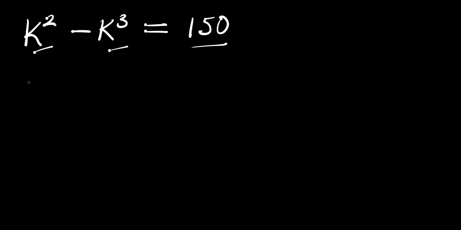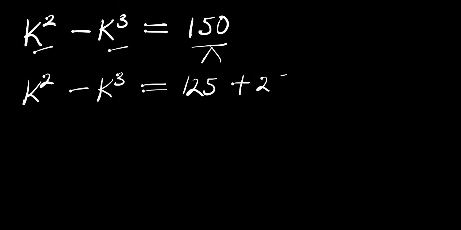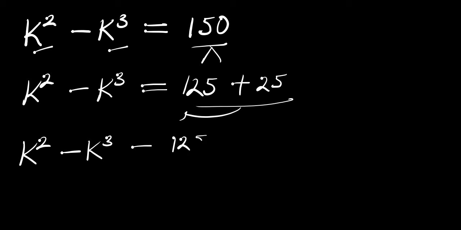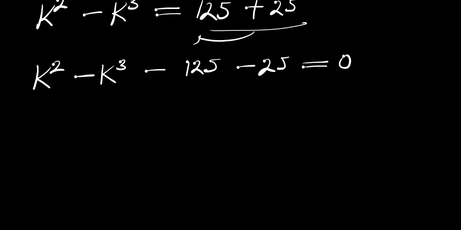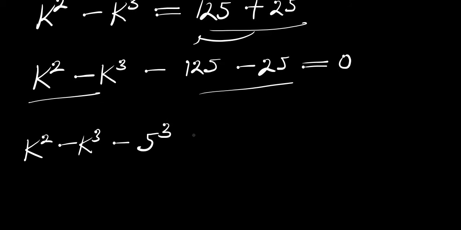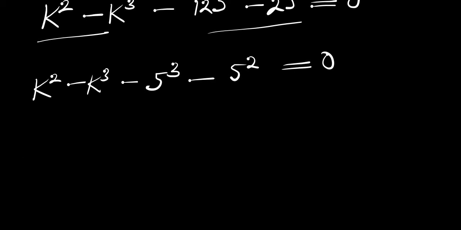Let's do it together. We have k² − k³ = 150. We can split 150 into the summation of 125 plus 25. So we take this and bring it down here. We will have k² − k³ − 125 − 25 = 0. Now we can write this in this form: k² − k³ − 125, which is 5³, minus 25, which is 5², and this equals 0.